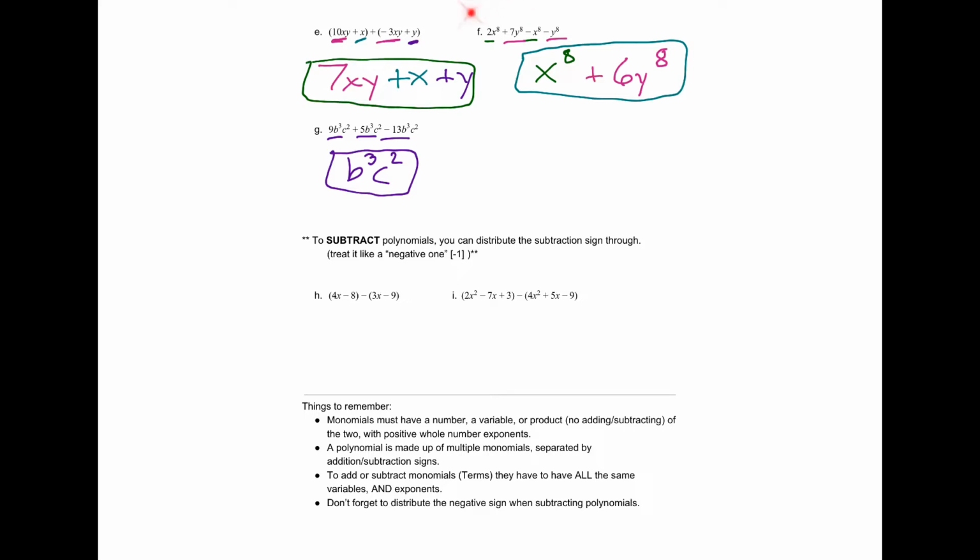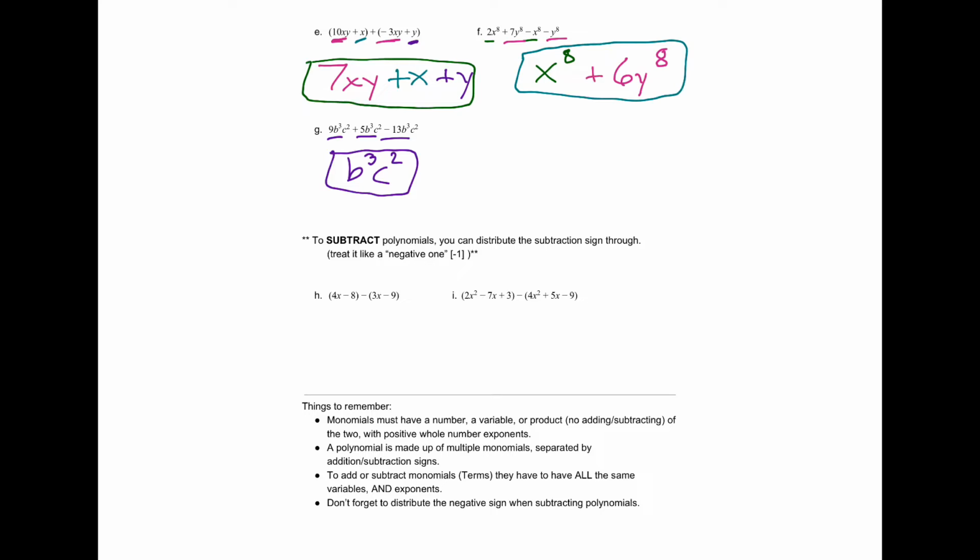Part F, I have x to the 8th and negative x to the 8th. Remember that's a 1 right there. So 2 minus 1 gives me just 1x to the 8th. I could, if I want, put a 1 there. It doesn't matter if I include that or not. Typically, we would not include it, but if you put it there, that's fine.